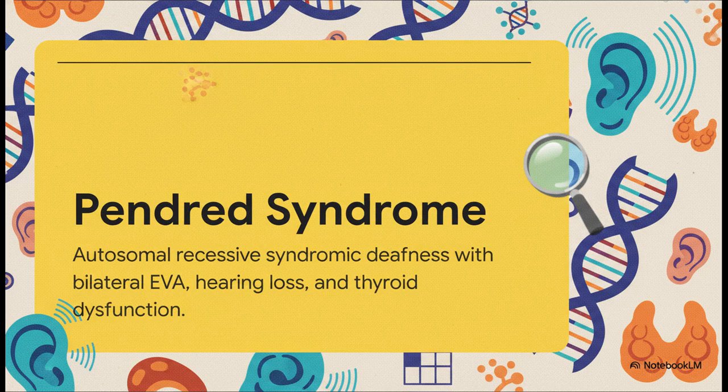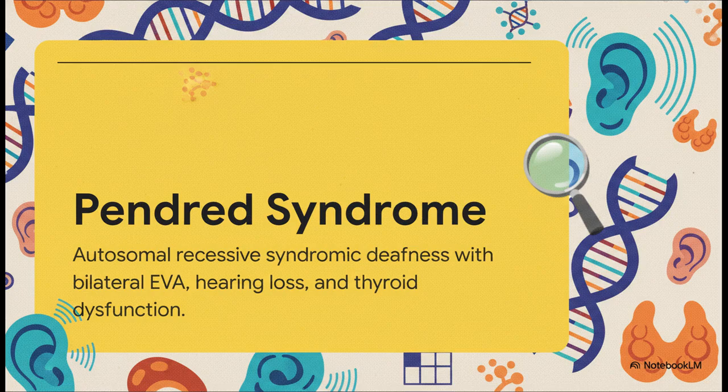To really grasp why genetics are so critical in EVA, we have to talk about Pendred syndrome. It is the most common syndromic cause of congenital deafness worldwide. It's an autosomal recessive condition characterized by bilateral EVA, sensorineural hearing loss, and thyroid dysfunction, specifically a goiter, caused by biallelic mutations in the SLC26A4 gene. Missing this syndromic diagnosis is a massive clinical error. Why? Because it has profound, lifelong implications for the patient's thyroid monitoring, not to mention genetic counseling and screening for their entire family.